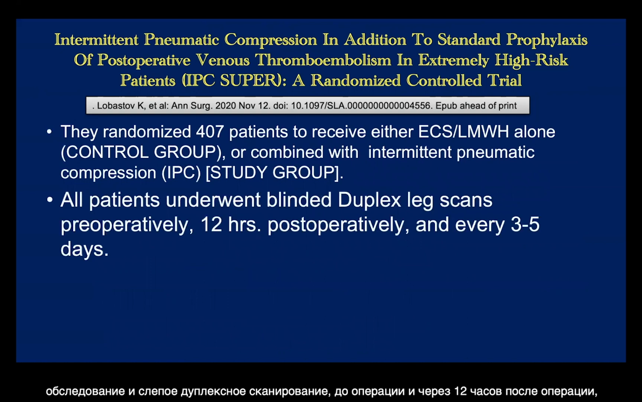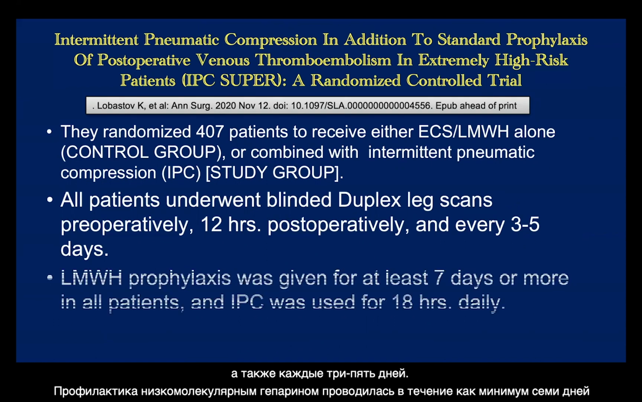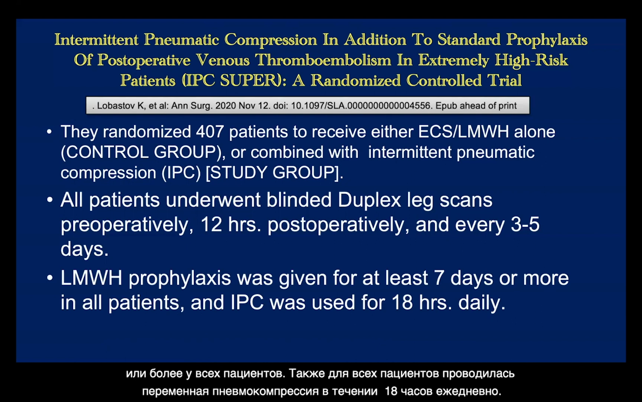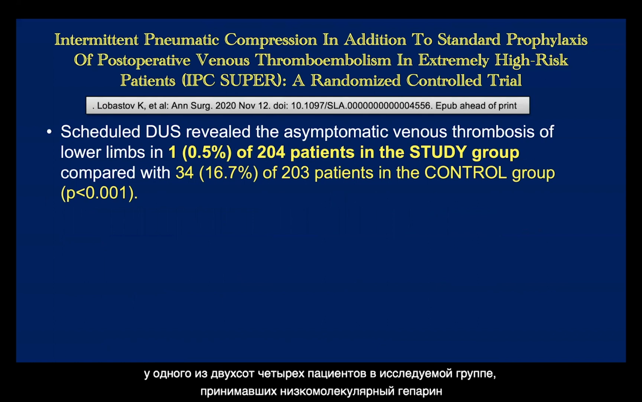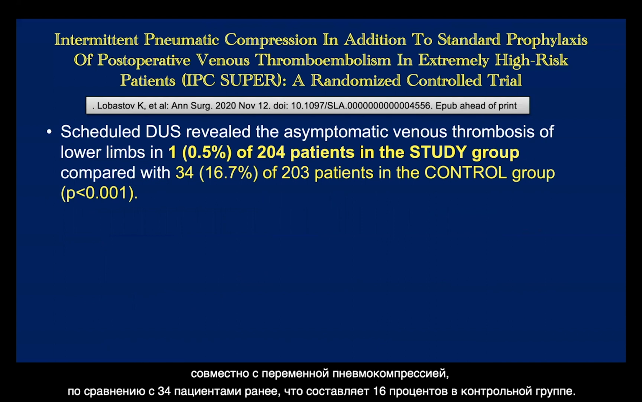All patients underwent blinded duplex scans preoperatively, 12 hours postoperatively, and every 3 to 5 days. Low molecular weight heparin prophylaxis was given for at least 7 days or more in all patients, and IPC was used for 18 hours daily. What are the results? The scheduled duplex ultrasound revealed the asymptomatic venous thrombosis incidence in the lower limbs was 1 out of the 204 patients in the study group using the IPC plus low molecular weight heparin, compared to 34 patients, 16%, in the control group.